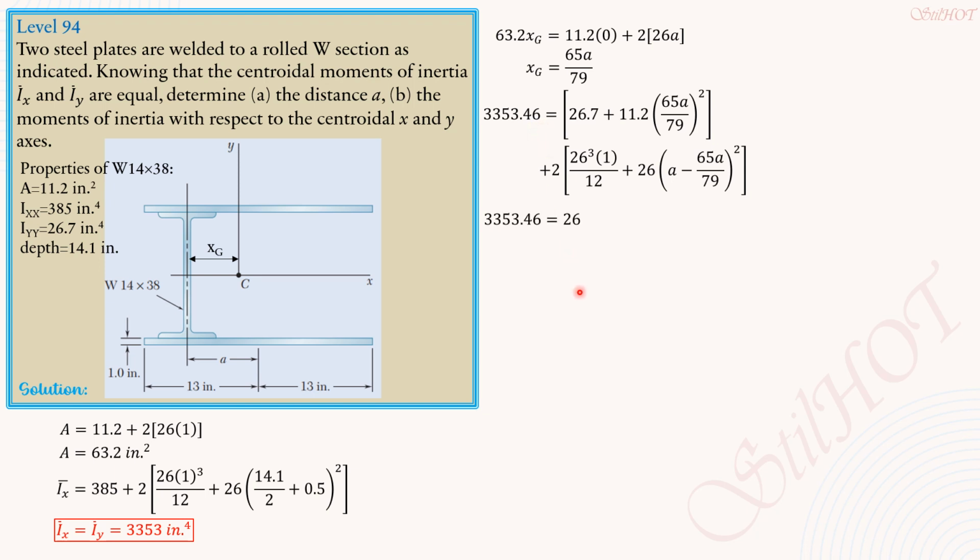So 3353.46 equals 26.7 plus 7.5821 a squared plus 8788 over 3 times 2. So that's the value. Then this value here, 2 times 26 times this value squared, is 1.6331 a squared. Combining like terms, 29807 over 75 equals 9.2152 a squared. So finally, we can now solve for a. A is equal to 6.567 inches.